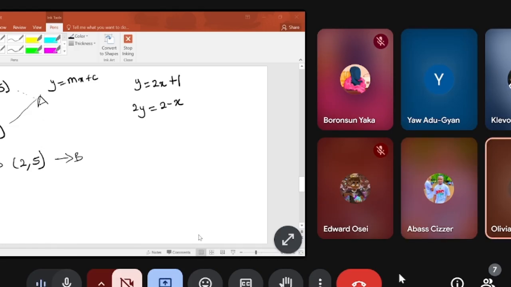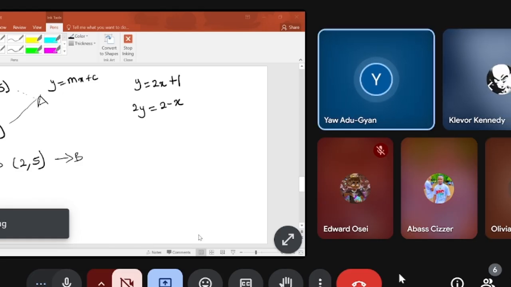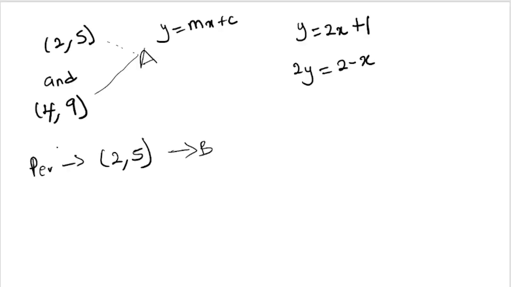Okay, I got y is equal to 2x plus 1. You said you had 2x plus 1? Yeah, y is equal to 2x plus 1. Alright, so let me make y the subject for him here. So it means that for Abbas, please.